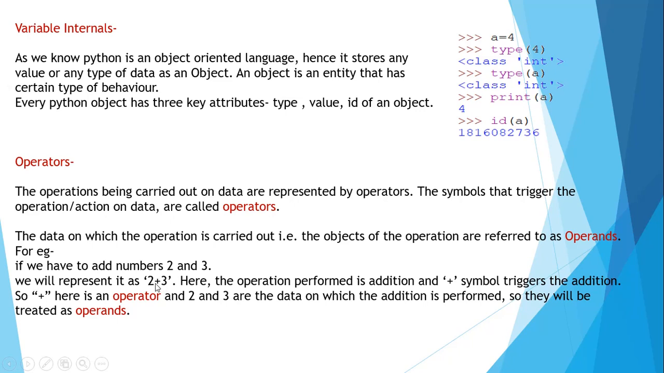Why? Because the operators are the symbols which trigger that operation, and if that symbol is absent, how can you trigger an operation? Okay, so it is important that you have a particular instruction here to solve the expression. So here the operation performed is addition, and the plus symbol triggers the addition. Now this plus is considered the operator here, because it is going to trigger this operation. And the numbers, that is 2 and 3, which are to be added, will be considered as the operands.